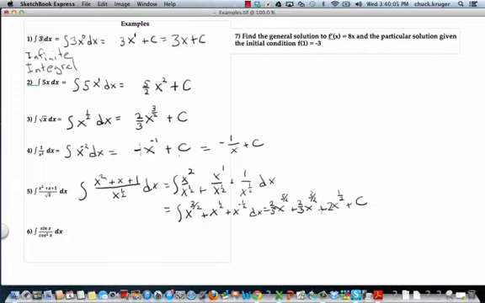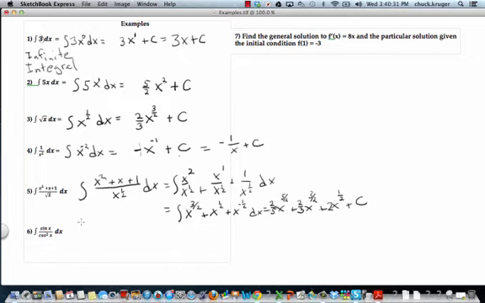All right, now I'm going to check. I'm going to take the derivative of this and see if I get this inside. 5/2 times 2/5 is 1. Subtract 1 is 3/2. 3/2 times 2/3 is 1. Subtract 1, I get 1/2. 1/2 times 2 is 1. Subtract 1, I get a negative 1/2. The derivative of c is 0. So it checks.